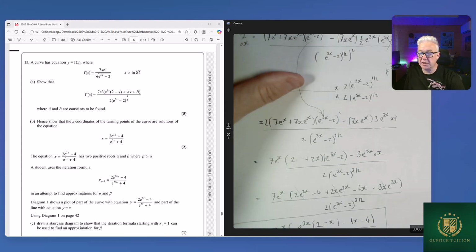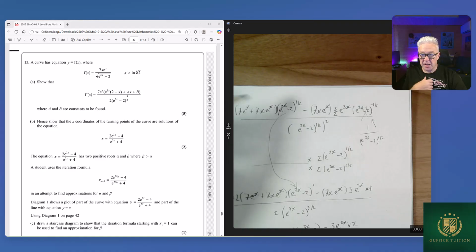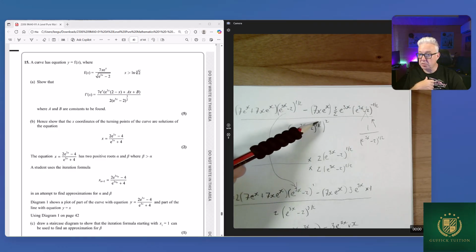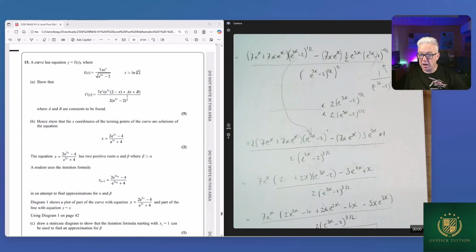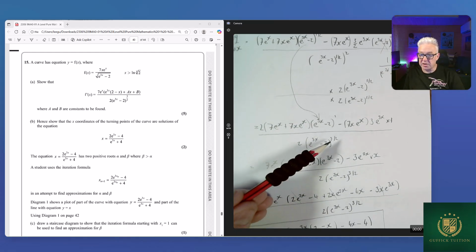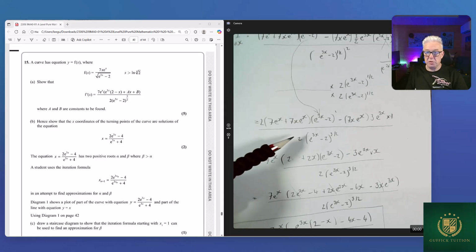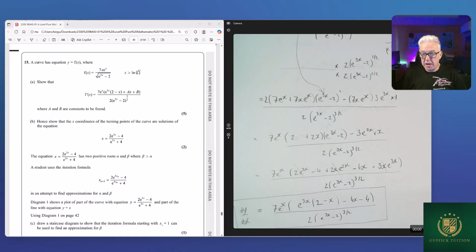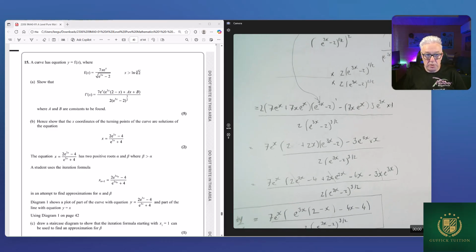In the denominator, let's talk about the denominator. (E to the 3x minus 2) to the half squared is just (e to the 3x minus 2) to the 1. But then we've timesed it by (e to the 3x minus 2) to the half, and 1 add a half gives us 3 over 2. So therefore we've got 2 (e to the 3x minus 2) to the 3 over 2. So there we go. Now we're in a good place to start sorting this out.